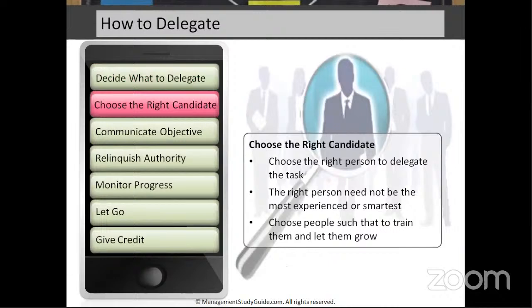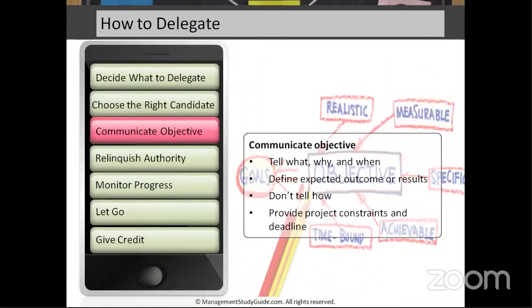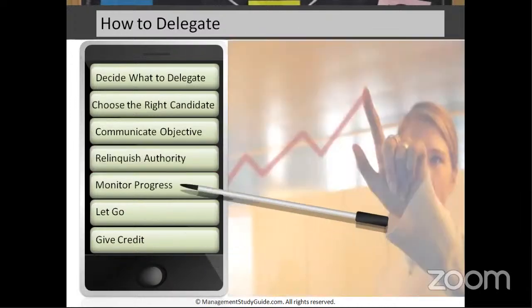Choosing the right candidate: choose the right person to delegate the task. The right person need not be the most experienced or smartest. Choose people such that you can train them and let them grow. Communicating objective: tell what, why, and when. Define expected outcomes or results. Don't tell how. Provide project constraints and deadline.